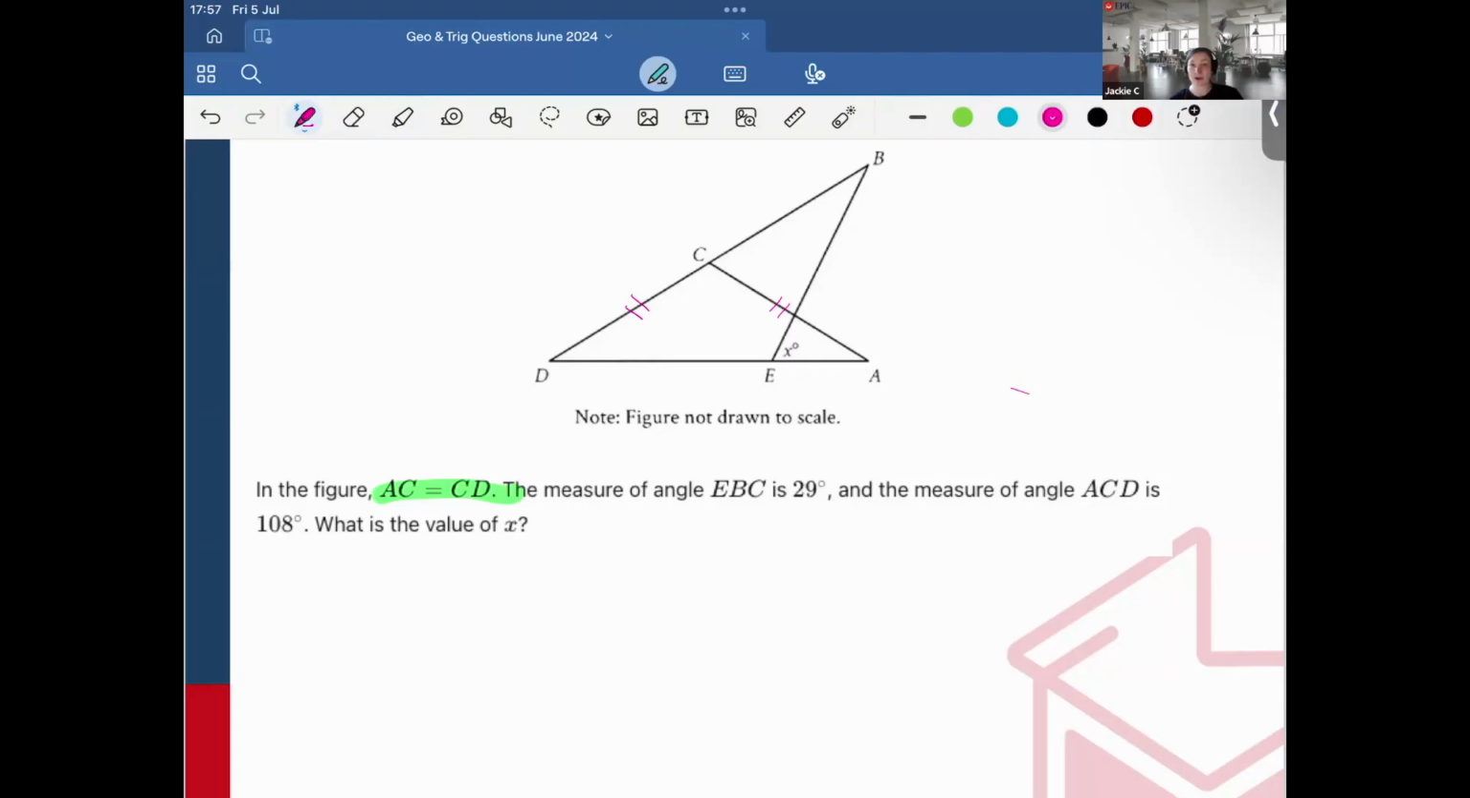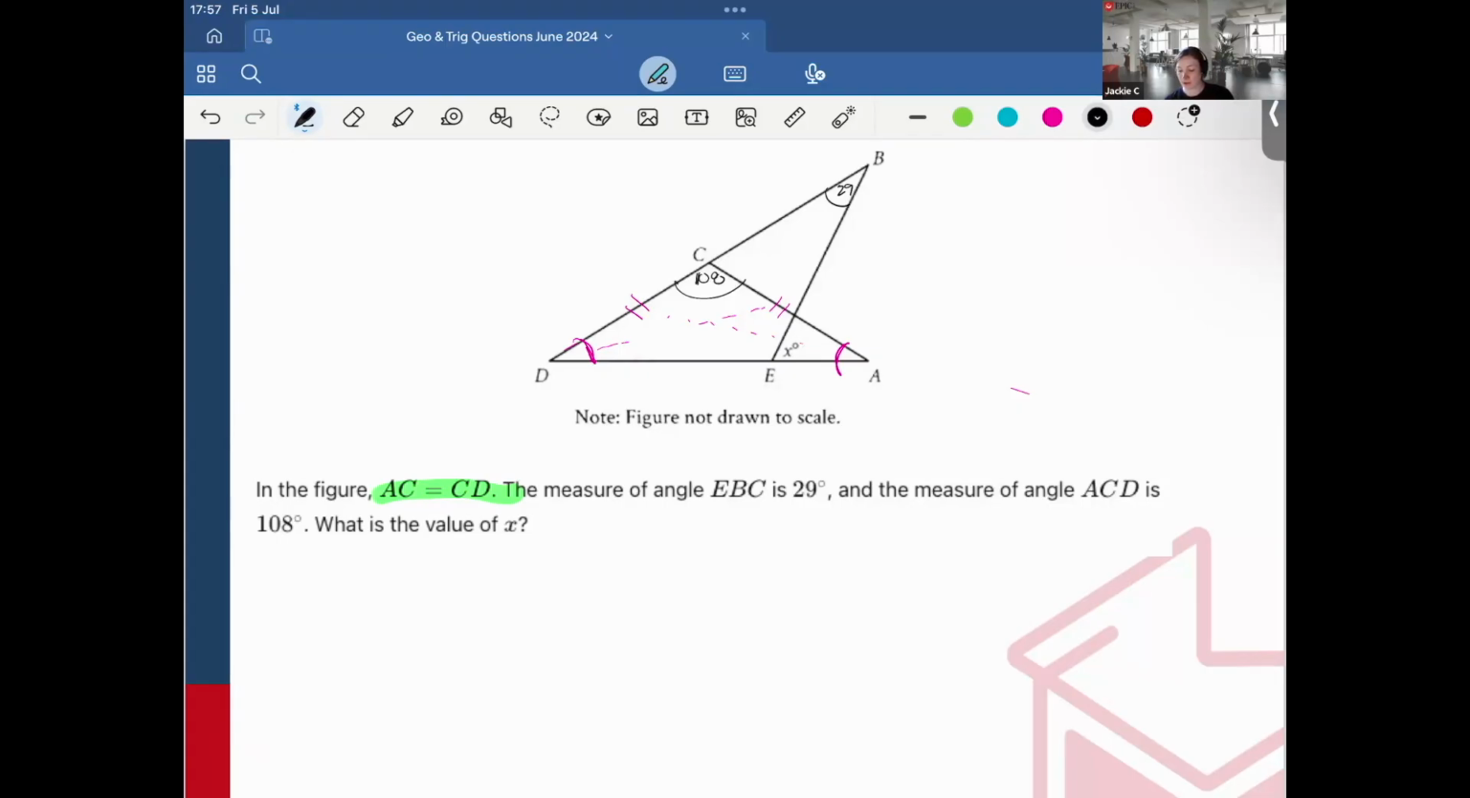So remember that in triangles, the sides are always opposite to their corresponding angles. So this corresponds to this angle, which will be the same, and this corresponds to this angle, which will be the same. So my pink angles are going to be the same. Okay, so then we also are provided that EBC is equal to 29, and we also know that ACD is equal to 108 degrees. Okay, what is the value of X?